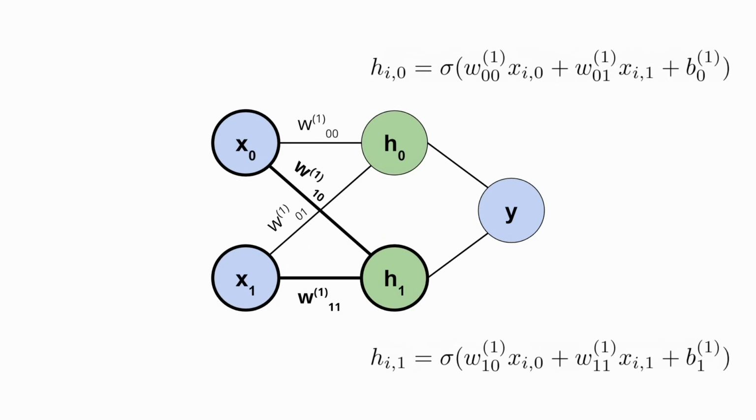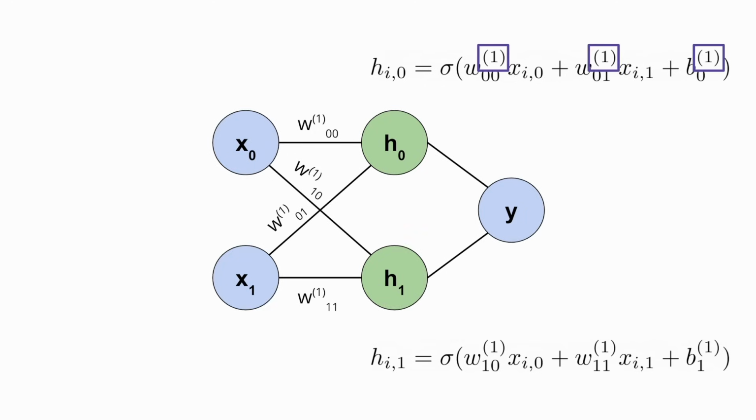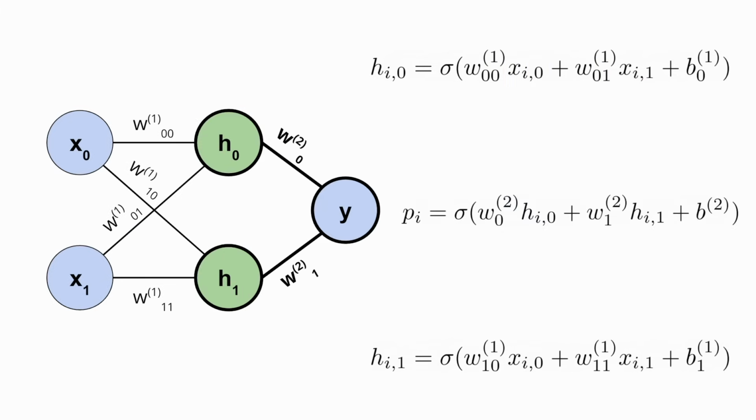h1 is also the sigmoid of a linear function of x0 and x1 with a different set of weights and bias. The superscript is 1 because these are the weights and biases of the first layer. The first subscript matches the hidden feature's subscript. So all w1 sub 0s belong to the model that creates h0, and so does b1 sub 0. The second subscript matches the subscript of x. Finally, we get the probability of y by taking the sigmoid of a linear function of h0 and h1.